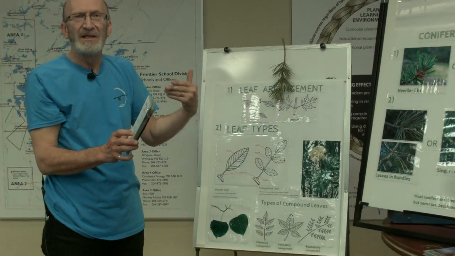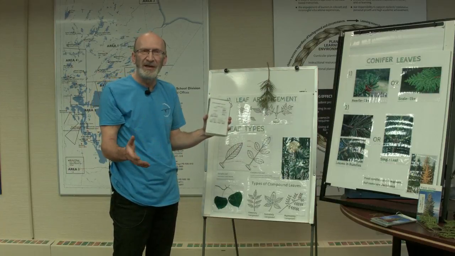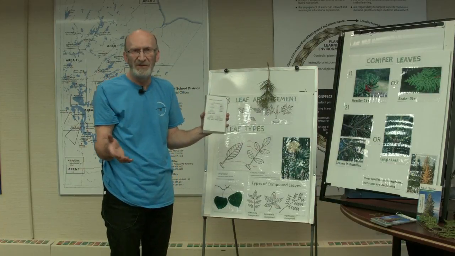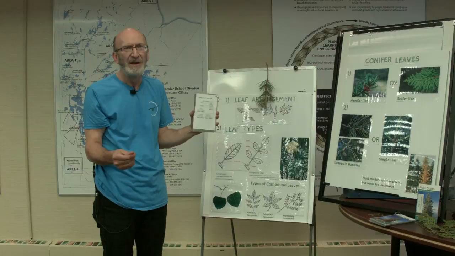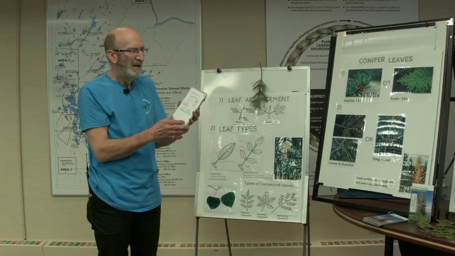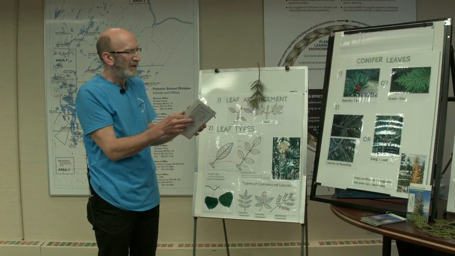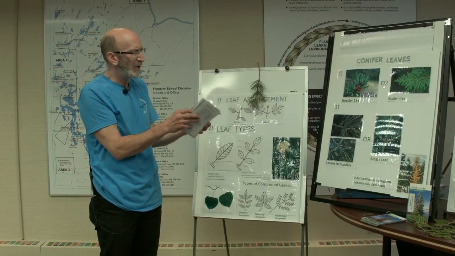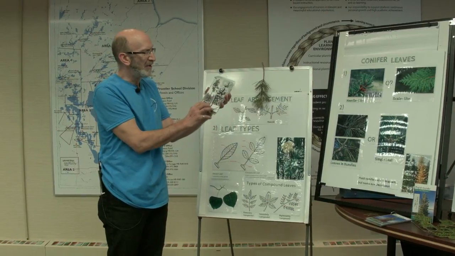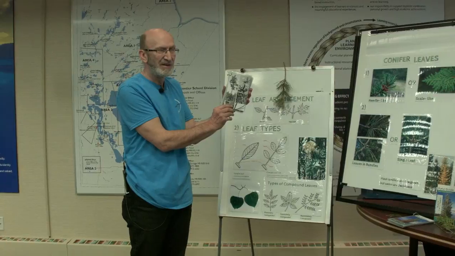Because there's only 24 species in Manitoba, you should be able to identify all 24 species very quickly after a little bit of time, and it'll save yourself from flipping back and forth through these books. Now, the other thing you can do is once you have identified it to jack pine, you can flip to the individual page in the book and use the other information they have to make sure that your diagnosis is correct.